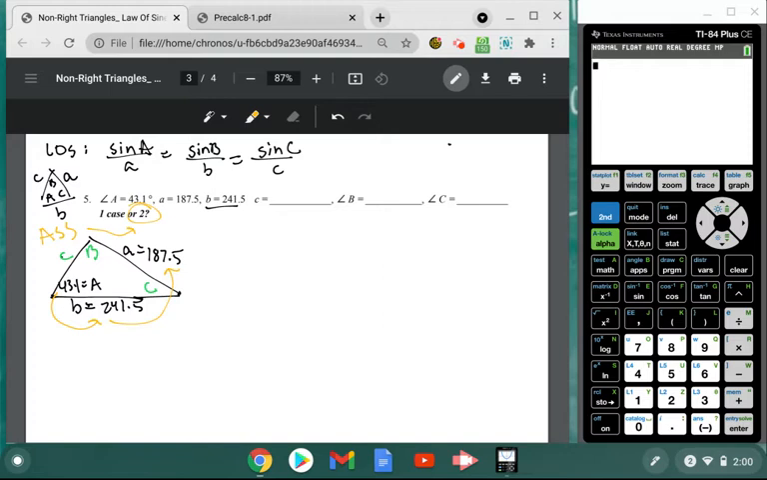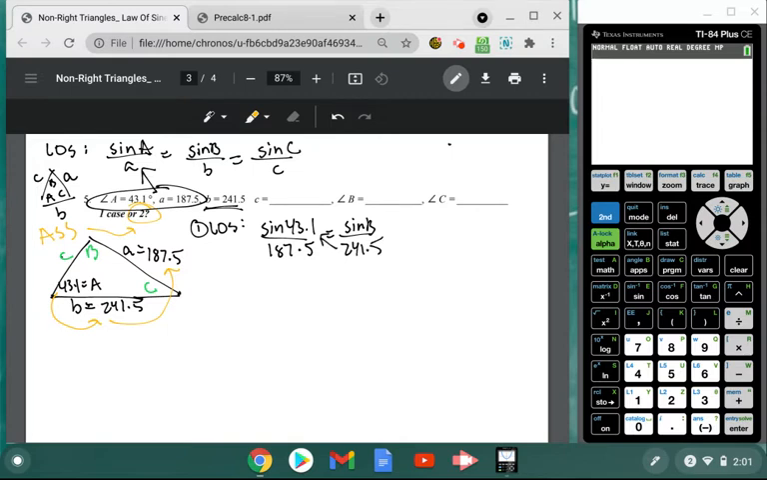I can't start with an angle measure. So instead, I've got to use this paired information and grab two of my ratios to do a law of sines. I'm going to use the information for A, and I'm going to use the information that I have for B. So step number 1, let's go ahead and apply the law of sines. Here comes the A ratio. So the sine of 43.1 is to side A, 187.5, as, and now we're going to do a B ratio, the sine of B is to side B, 241.5.